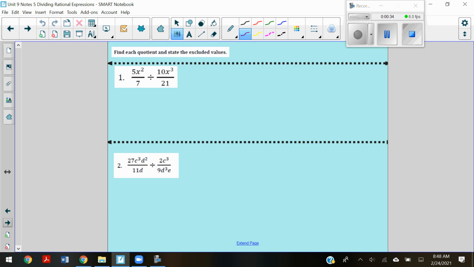All right, so find the quotient and state the excluded values. So we're going to keep our first one the same, and we are going to change it to multiplication, and we're going to flip our second fraction. So we're going to have the reciprocal. All right, so now is when we want to look at and say, ooh, I need to do excluded values. I get x cannot equal 0.